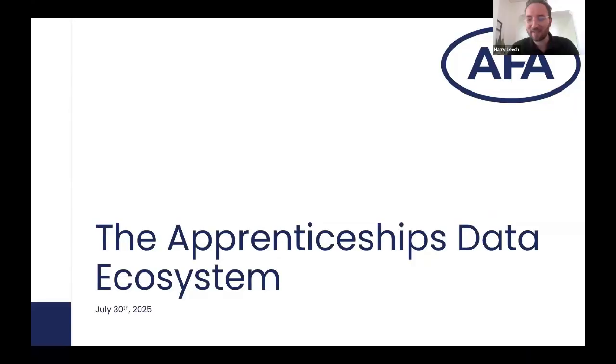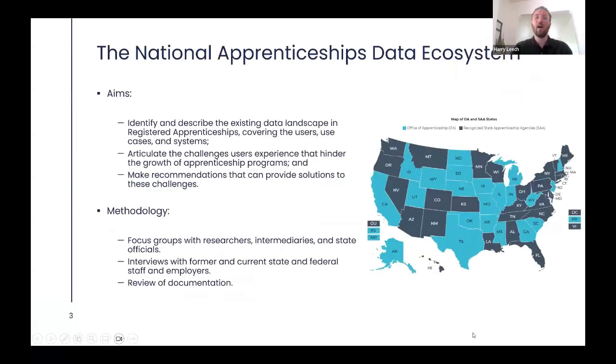So I'm going to kick off with a summary of our research, and I'm just going to share some slides. Great. So over the past few months, we've been running a project looking at the national apprenticeship data ecosystem. We tried to do three things in this work.